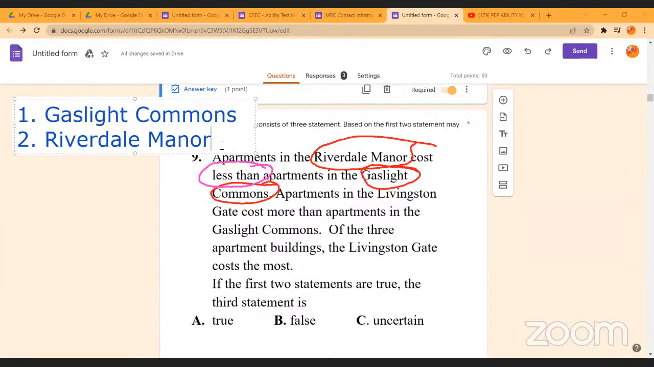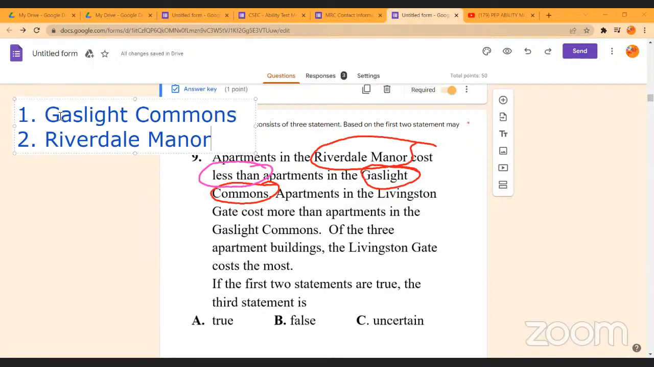But now you hear somebody come to you and say, boy, yeah, the apartments over Gaslight are expensive, but the apartments in Livingston are way more expensive. Livingston apartments are more expensive than Gaslight Commons apartments. Now Santina, when you hear that, who is the most expensive place? Is it Gaslight, Riverdale, or Livingston? Riverdale. Come again? Riverdale. Come on, listen to it again.